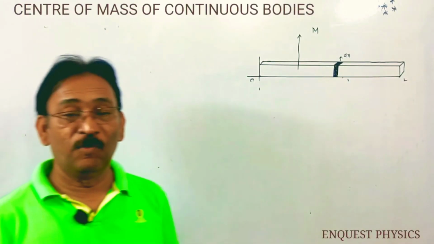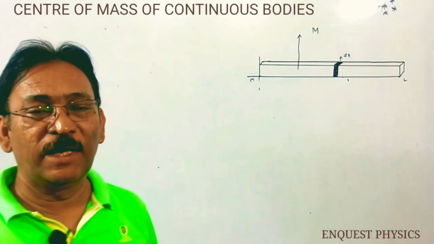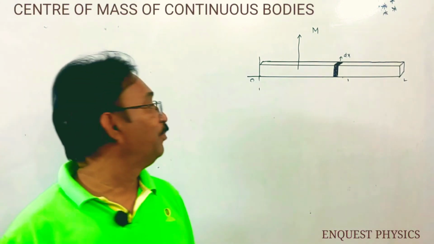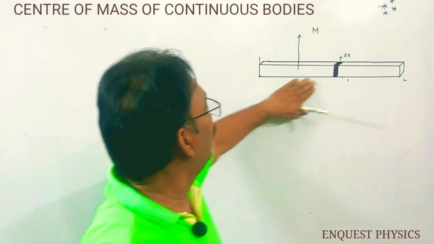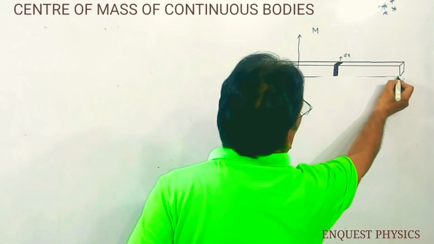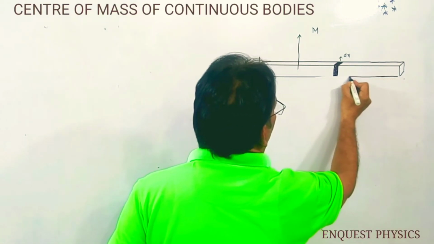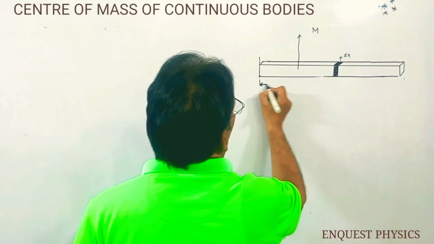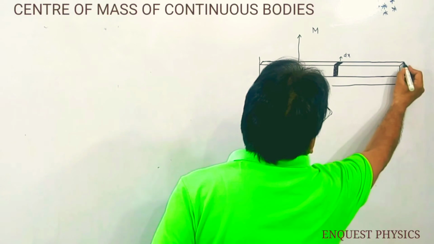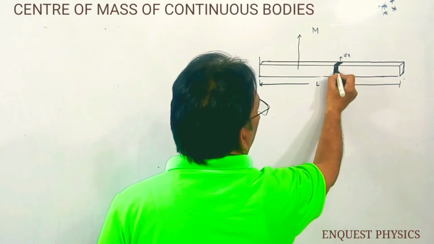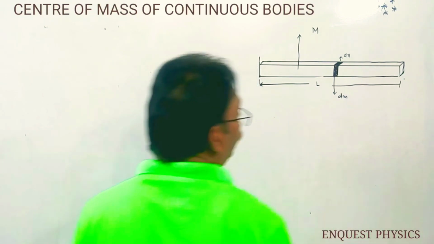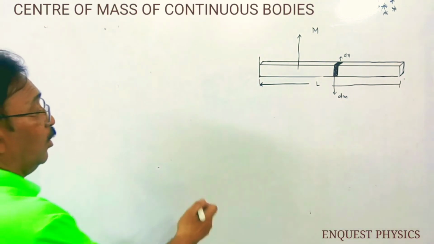Okay students, let's do one problem in case of the continuous mass distribution, or we call it as the continuous bodies. To do so, we are taking a rod which has a length of L and a mass of M. To find the center of mass, we are taking a strip which has a thickness of dx and mass of dm.